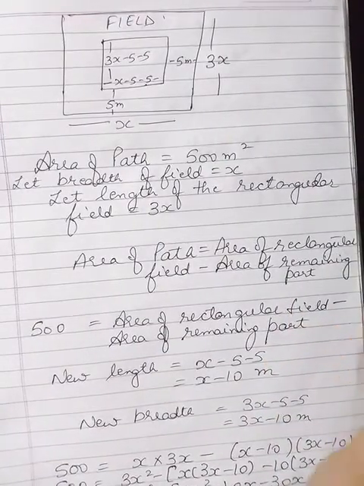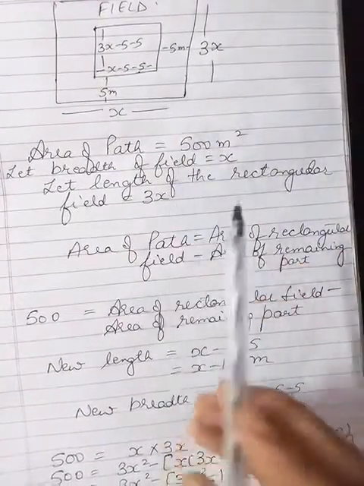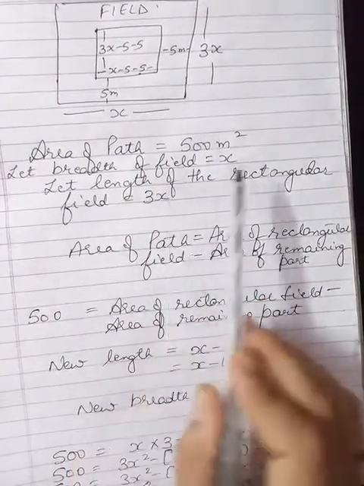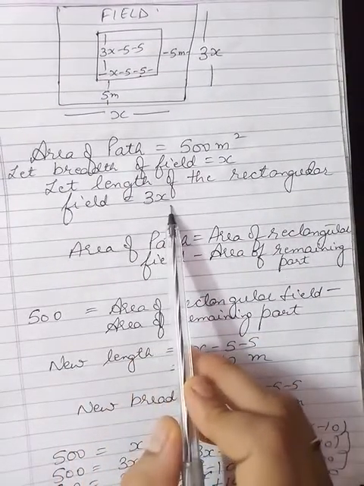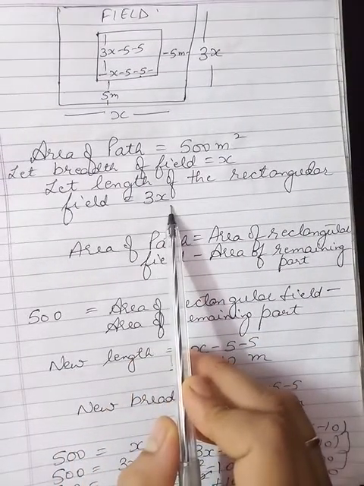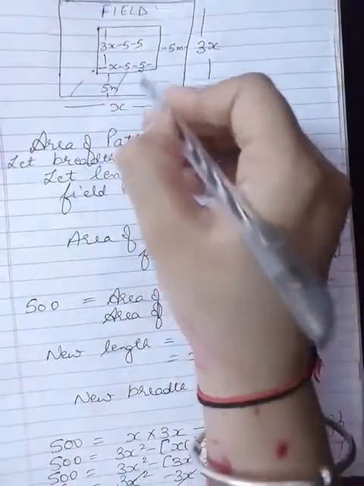The length of the rectangular field is 3 times the breadth of the field. So the information is not given, so we will suppose the breadth of the field as x unit and the length of the rectangular field as 3x, because it is given in the question that length is 3 times the breadth. Area of path is given 500. How will we find the area of path? This shaded one is your path.